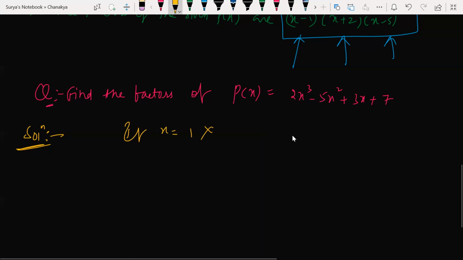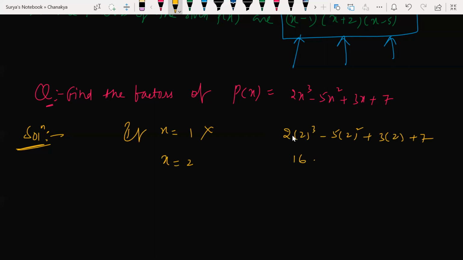Now x is equal to 2. x is equal to 2: 2 into 2 cube minus 5 into 2 square plus 3 into 2 plus 7. So 8 twos are 16, 20 plus 6 plus 7.